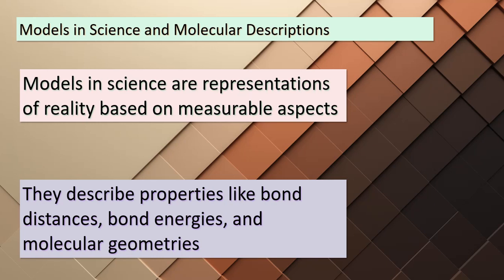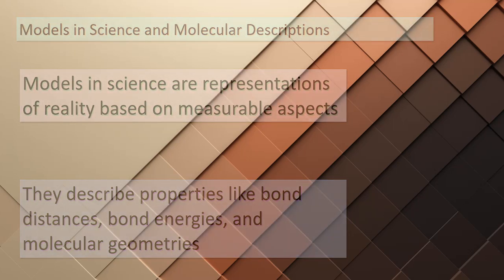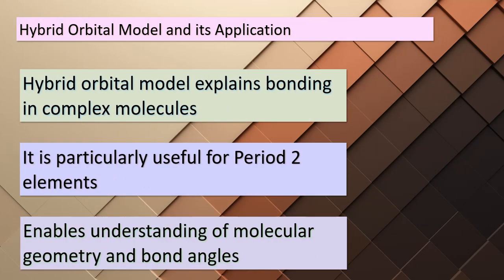Let's move forward to explore the fascinating concept of hybrid orbitals. Now, let's focus on a specific model that has revolutionized our understanding of bonding and molecular geometry, the hybrid orbital model. This model is like a puzzle solver for complex molecules. It's incredibly helpful, especially when dealing with elements from period 2 of the periodic table. By using hybrid orbitals, we can unlock the secrets of molecular structure and bond angles, allowing us to predict how atoms come together to form molecules. This knowledge is a cornerstone of modern organic chemistry discussions.